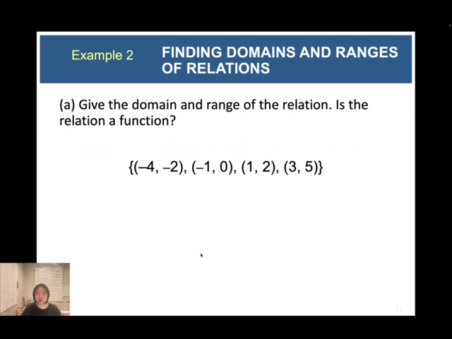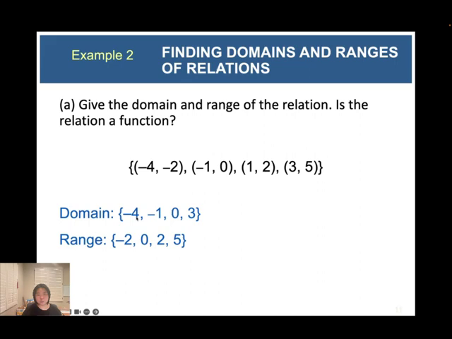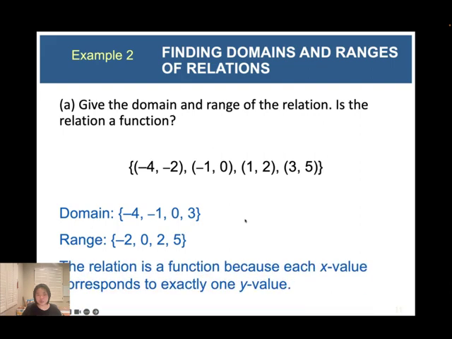Finding the domain and range of relations. Give the domain and range of the relation. Is the relation a function? First, write down the domain. All the possible values of x, right? So we have -4, -1, 1, and 3. That will be your domain. And then the range, the possible values of y. So we have -2, 0, 2, and 5. So look at it. Each domain value goes to exactly one value of y here. All right? So this is going to be a function.